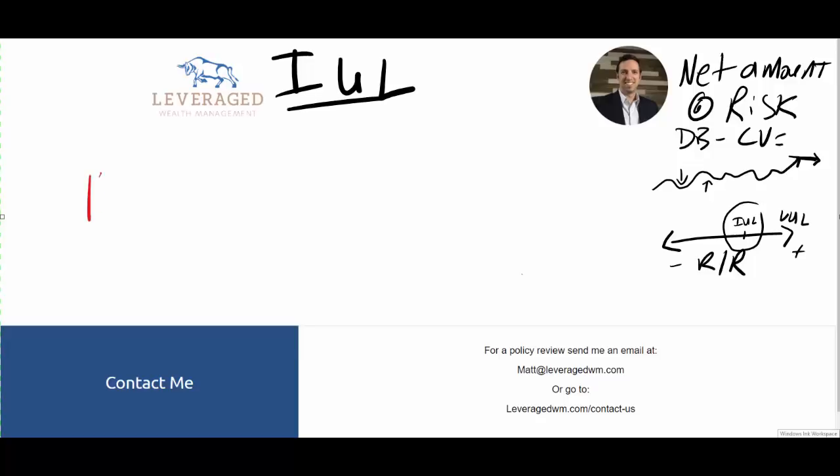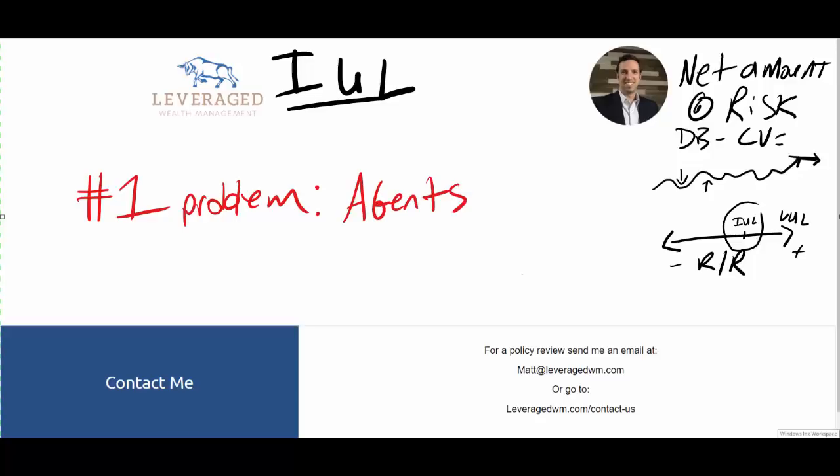But let's go ahead and talk about the number one problem that I see with indexed universal life insurance. And it's really unfortunate because what I find to be the number one problem with indexed universal life insurance are the agents that sell indexed universal life. Now, what I mean by that is not that all agents who sell indexed universal life insurance are bad. There are phenomenal agents out there and financial advisors that sell indexed universal life.